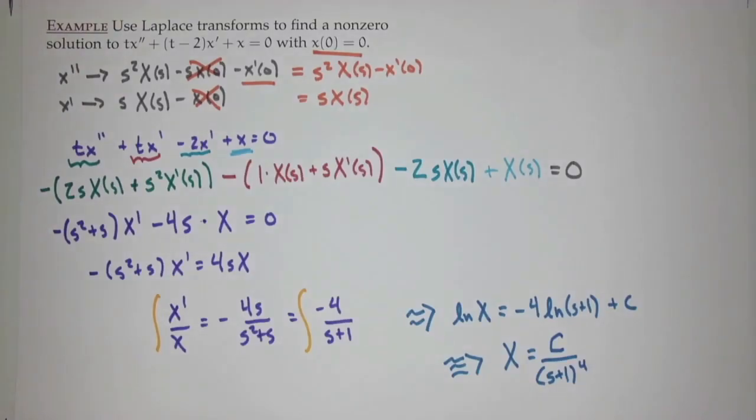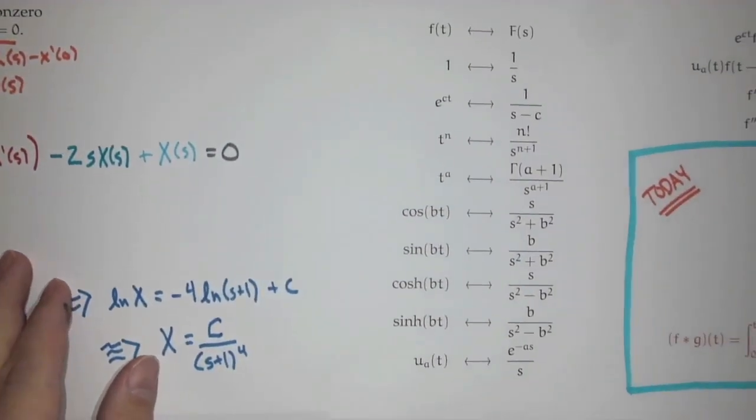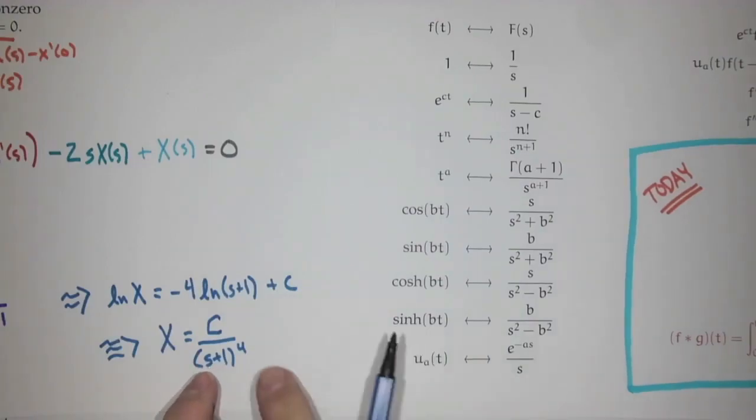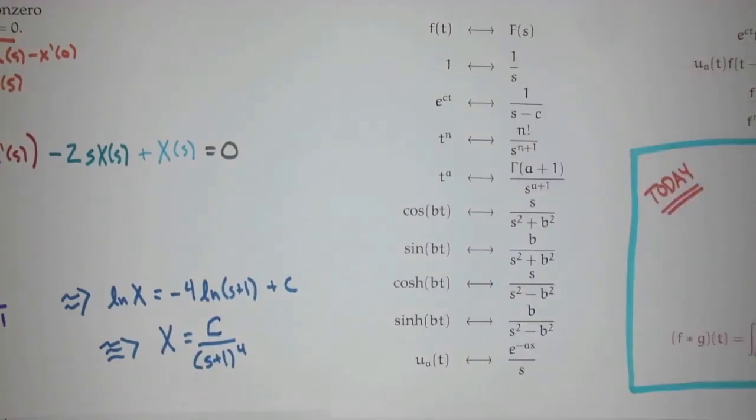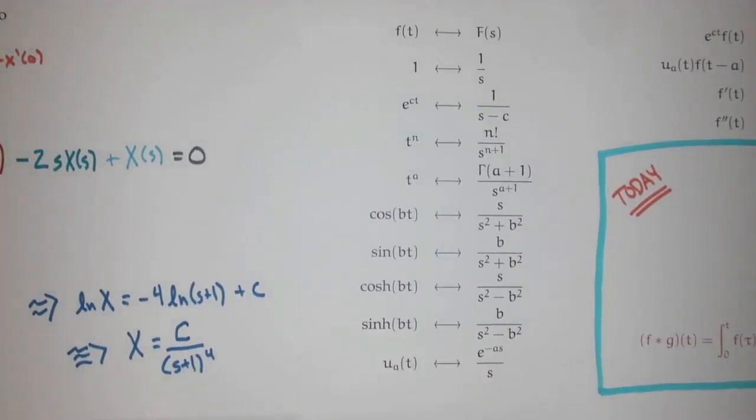All right, so good. We've now found x of s. We solved our differential equation. And what we need to do is find x of t. So we pull out our chart for a few moments and say, okay, does this look like anything on our chart? And hopefully the answer is yes. What does it look like?